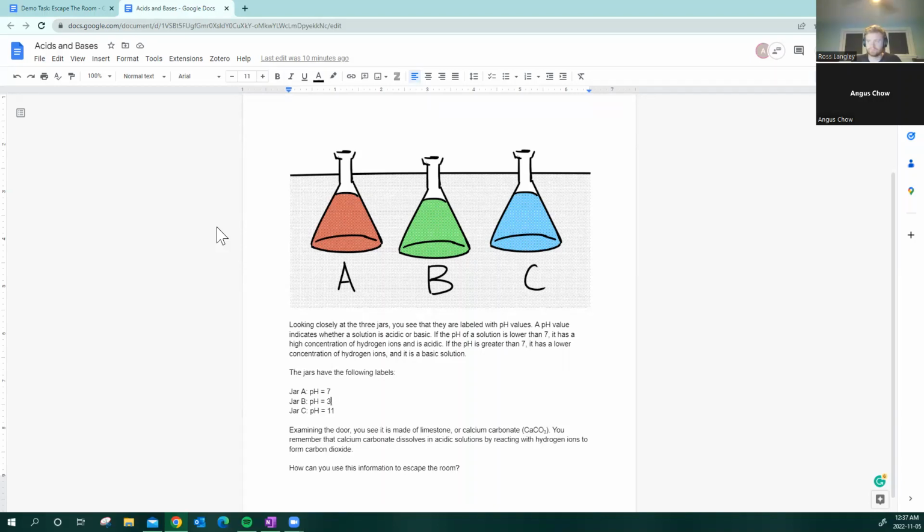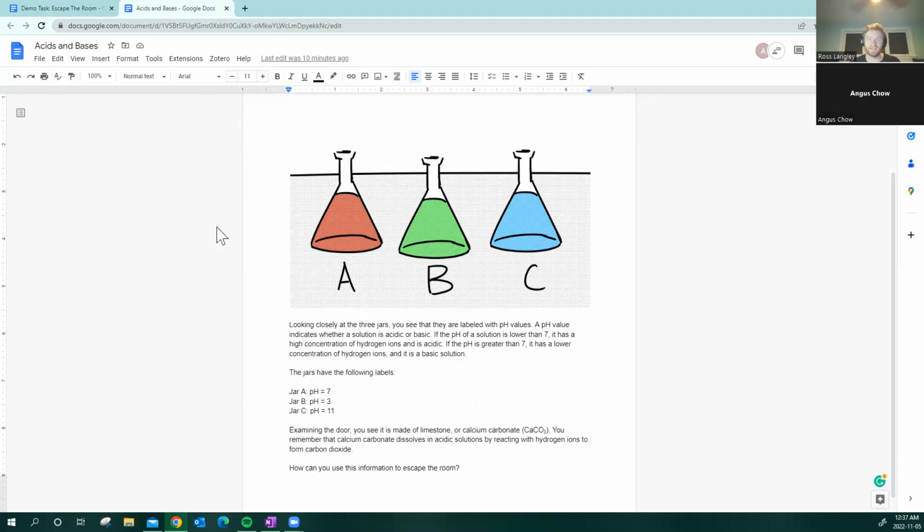Can I use jar B to pour onto the limestone? Okay, you pour jar B on the limestone barrier, and you see it start to dissolve enough that you're able to push it out of the way, and you have successfully completed the challenge and escaped this room.